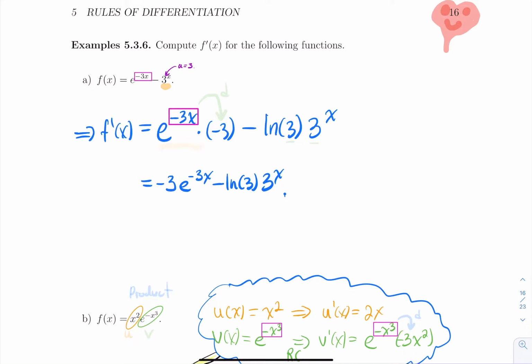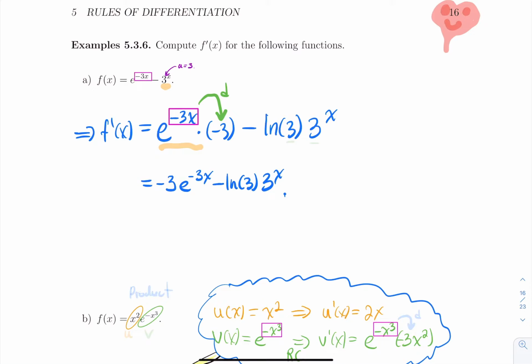Because the derivative of e^x is e^x, if you have the derivative of e to the power of something, you're going to get e to the power of something again. But then what you need to add is that you multiply afterwards by the derivative of that something. And because the derivative of minus 3x is minus 3, the derivative of e to the power minus 3x is e to the power minus 3x times minus 3.